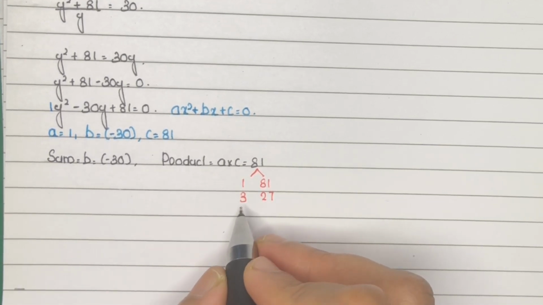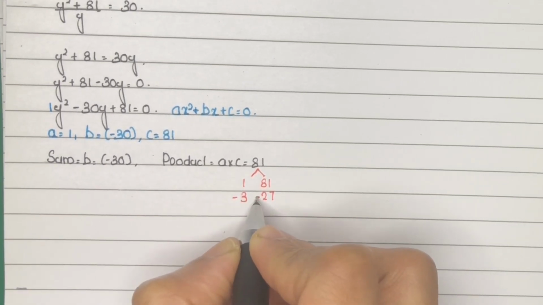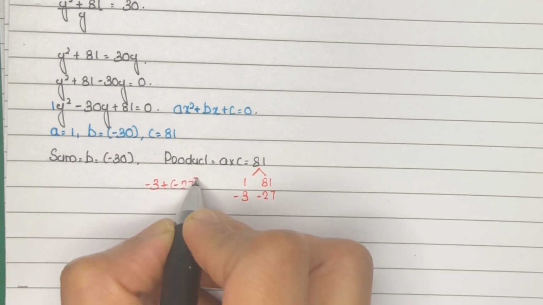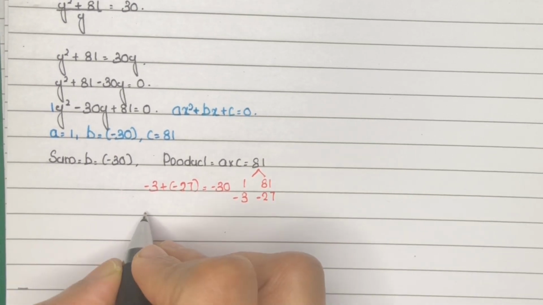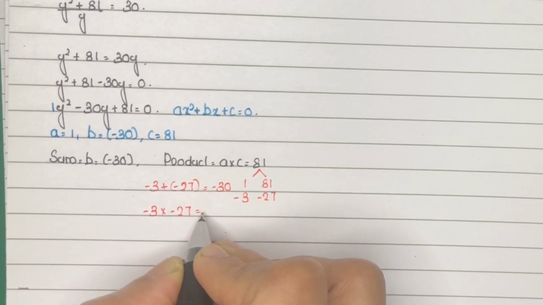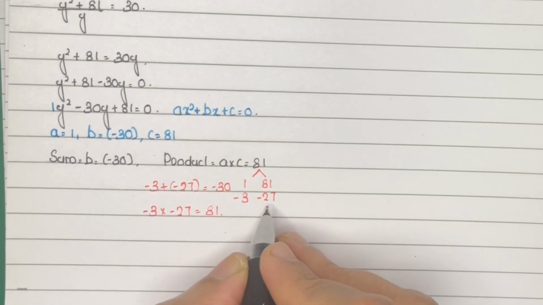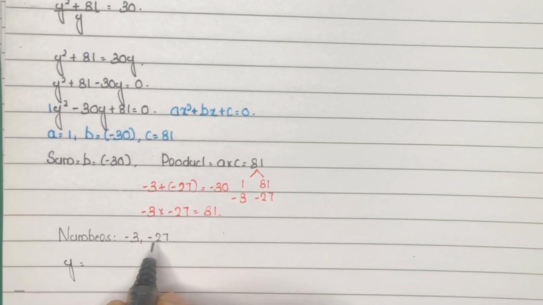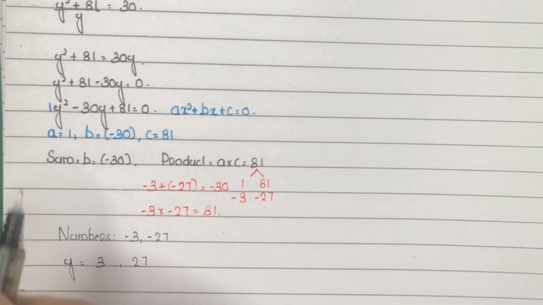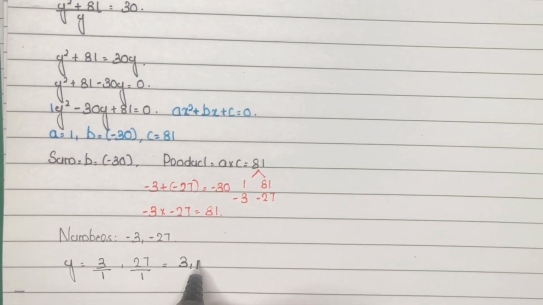Next find out the sign. For that consider sum. Here sum is minus 30. Minus 3 and minus 27. So minus 3 plus minus 27 is minus 30. Next minus 3 into minus 27 is equal to minus into minus plus, 3 into 27, 81. Both conditions satisfied. So minus 3 and minus 27 are the numbers. y is equal to, consider the opposite sign, that is 3 and 27. Divide by coefficient of square term, that is coefficient of y square, 1. That is 3 and 27.